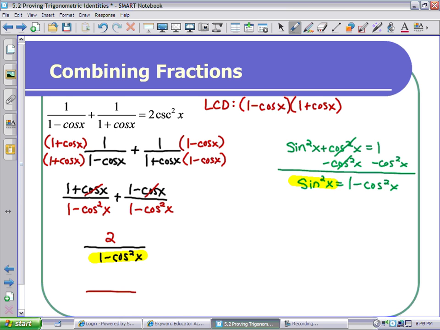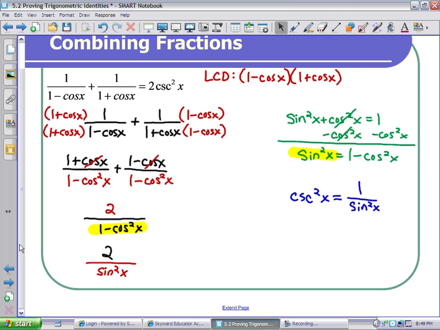So in the denominator now I have sine squared x, and in the numerator we have our 2. Well, we're still not at 2 cosecant squared x, but the sine squared x and cosecant squared x are related because they're reciprocal functions of each other. If we look at our reciprocal identity, that says cosecant squared x is the same thing as 1 over sine squared x.